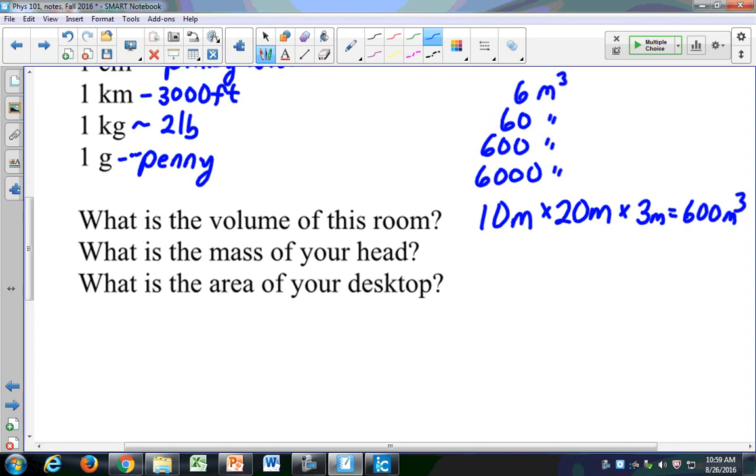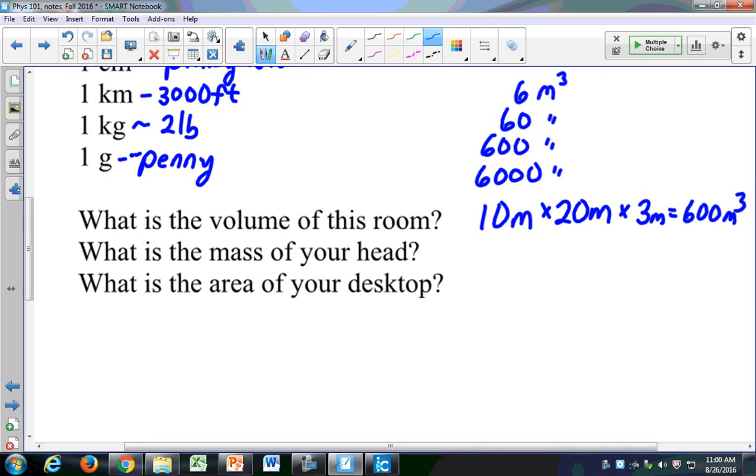Can you see how 600 is really the only reasonable answer? A 6,000 cubic meter room would take 10 of this room. It would have to be 10 times the size of this room in order to be 6,000. So that's not a reasonable answer either.